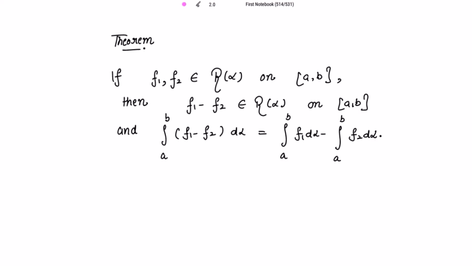The theorem is, if f1 and f2 are Riemann integrable on the closed interval [a, b], then their difference is also Riemann integrable on [a, b], and the integral from a to b of (f1 minus f2) dα is equal to the integral from a to b of f1 dα minus the integral from a to b of f2 dα. So let's start with the proof.